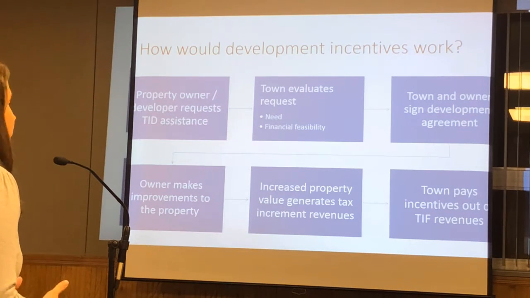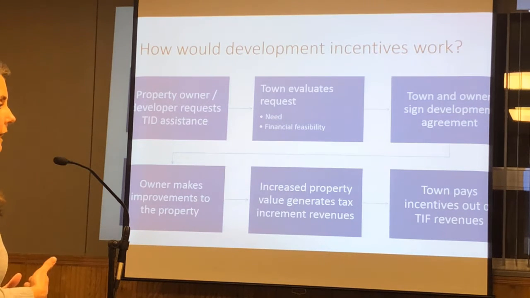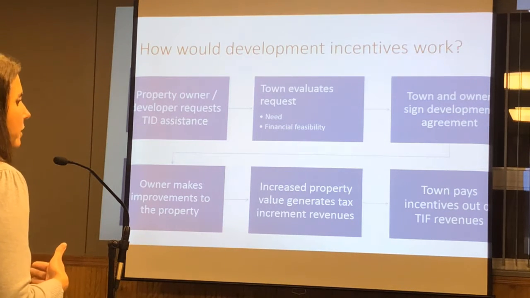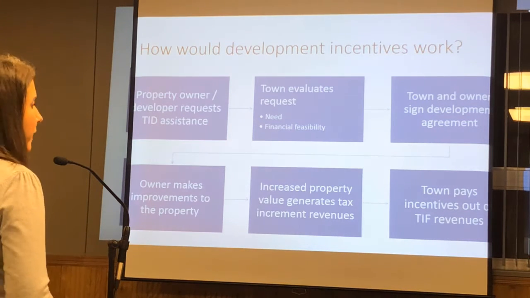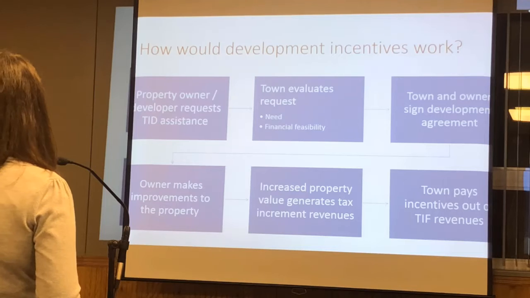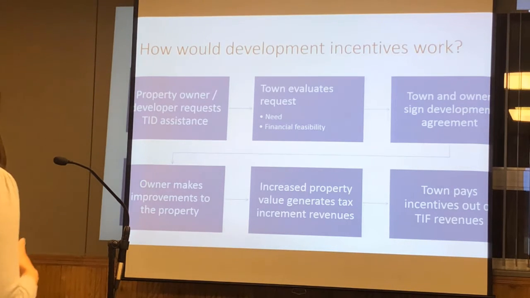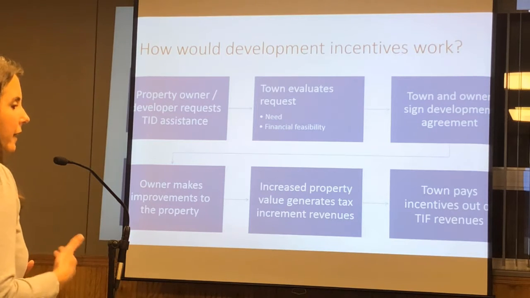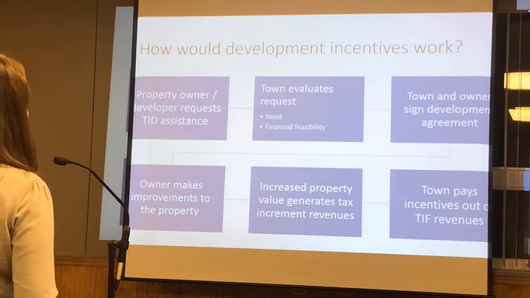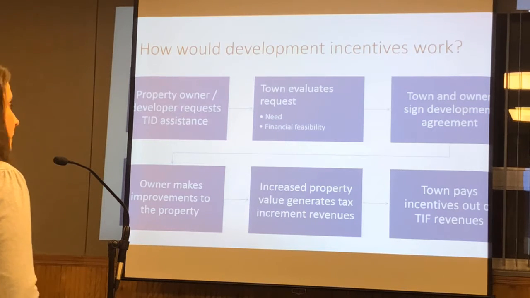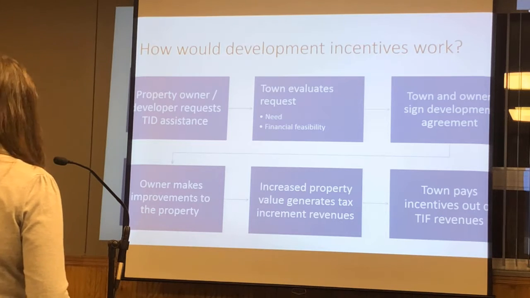So if a proposal were to meet those two tests, then the next step would be for the town and the owner to sign a developer agreement that would lay out what was going to be done with the property and how much assistance would be provided through the TIF district. And then the next step would be for the owner to make the improvements to the property. Once it starts generating additional tax increment revenues, then the town would use those to make those incentive payments. So it reduces the risk to the town because they're not borrowing money up front. It would just be as development occurs.